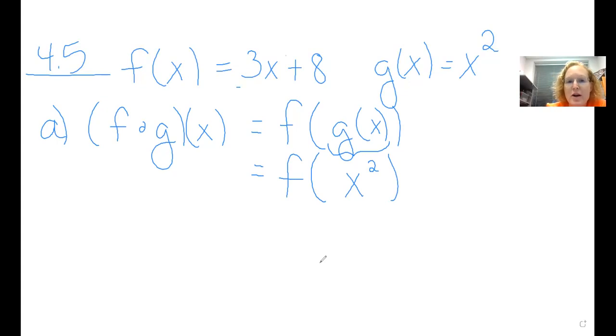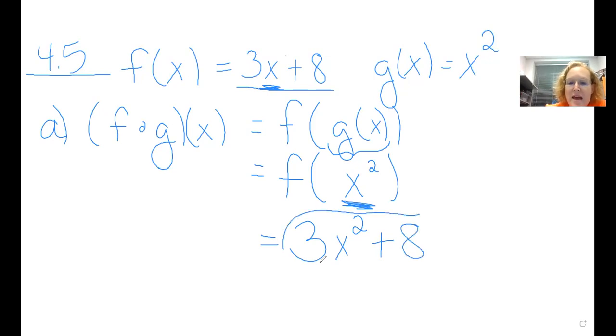And remember, function f is right here. I'm going to underline it. And everywhere you see an x, which is right here, you are going to put in exactly what we have. So if we go to function f, we have 3, but instead of putting in an x, we're going to put in this, x squared, and then we're going to finish function f plus 8. And then if you could do anything algebraically wise, you would want to.